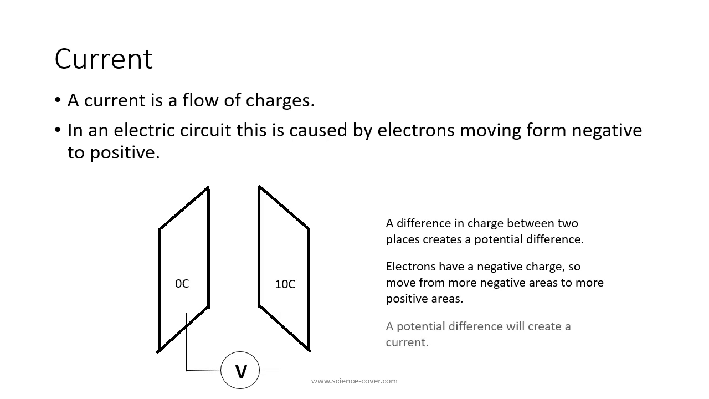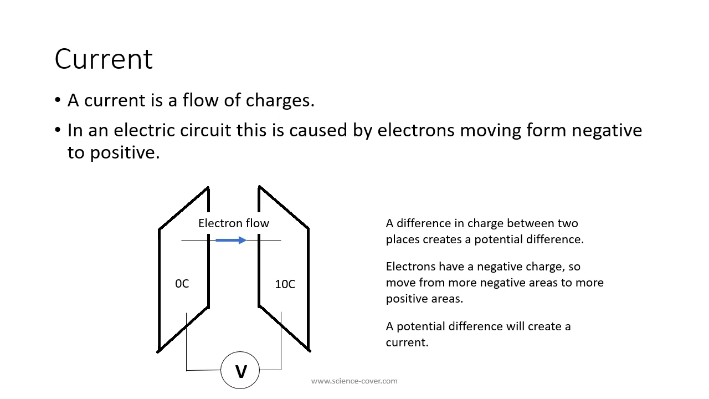So if I connect a wire between these plates, it means my electrons are going to be pulled from the 0 plate to the 10 coulomb plate, because the 10 coulomb plate is positive, but the electrons are negative. And so we've created an electron flow. So this is an electric current.